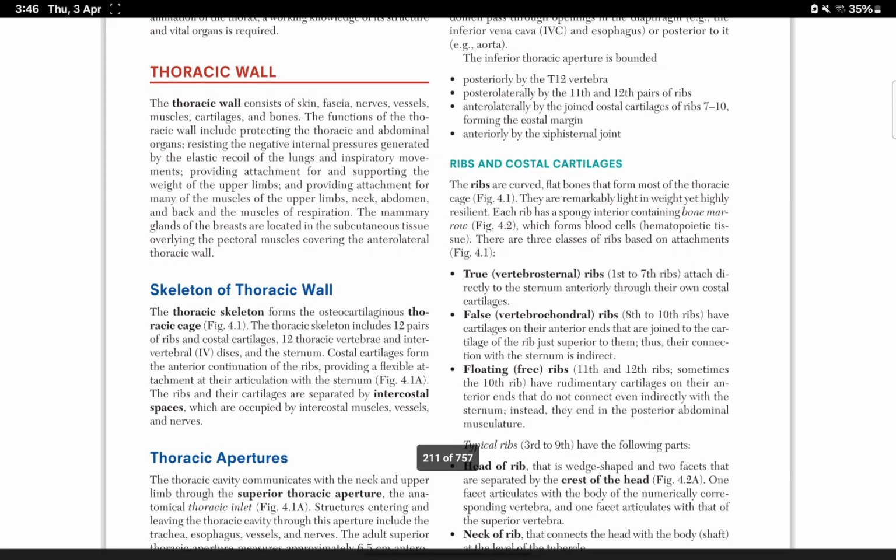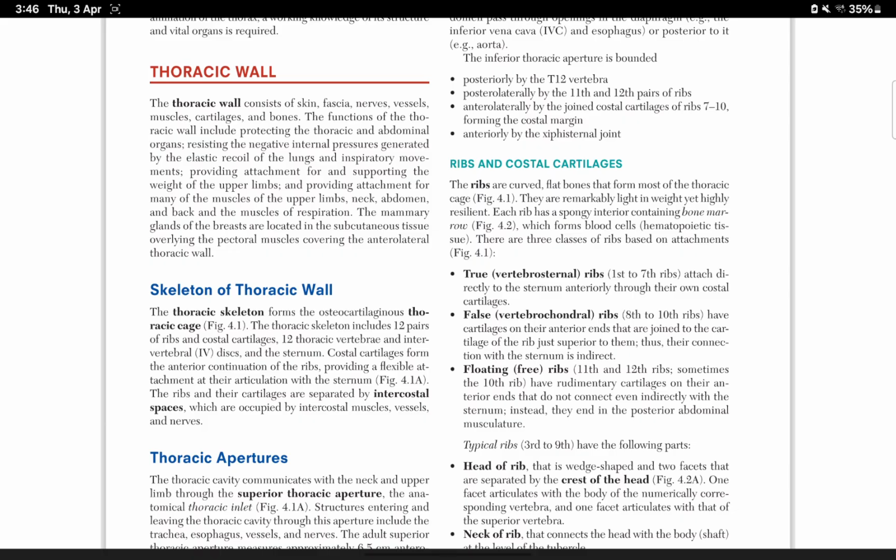The thoracic wall consists of skin, fascia, nerves, vessels, muscles, cartilage, and bones. The functions of the thoracic wall include protection of thoracic and abdominal organs, resisting the negative internal pressure generated by the elastic recoil of the lungs and inspiratory movements, providing attachment for and supporting the weight of the upper limb, and providing attachment for many muscles of the upper limbs, neck, abdomen and back, and the muscles of respiration also.